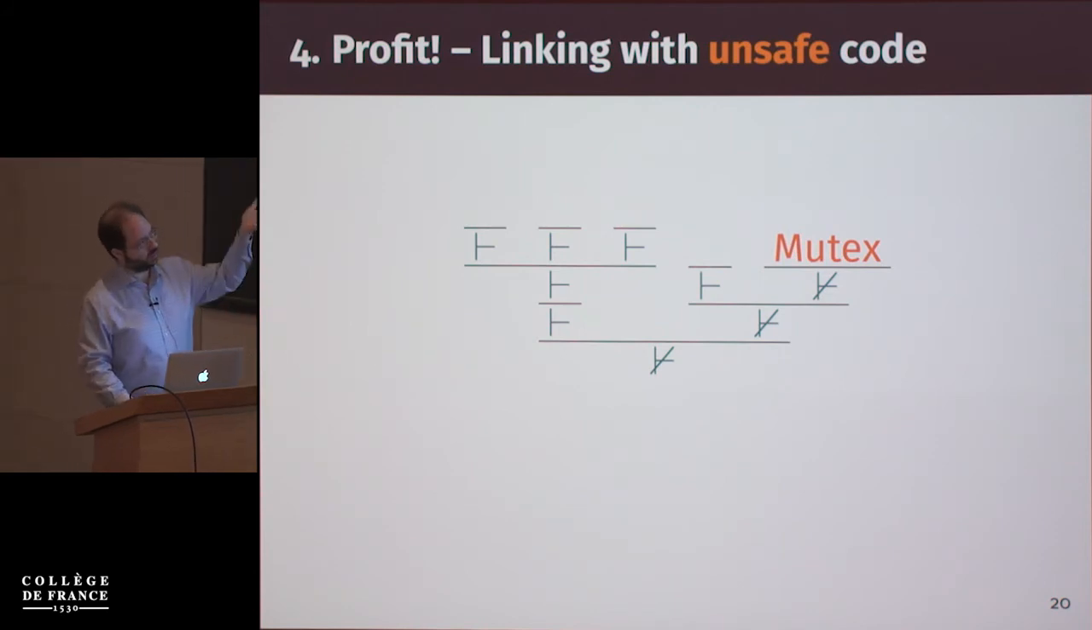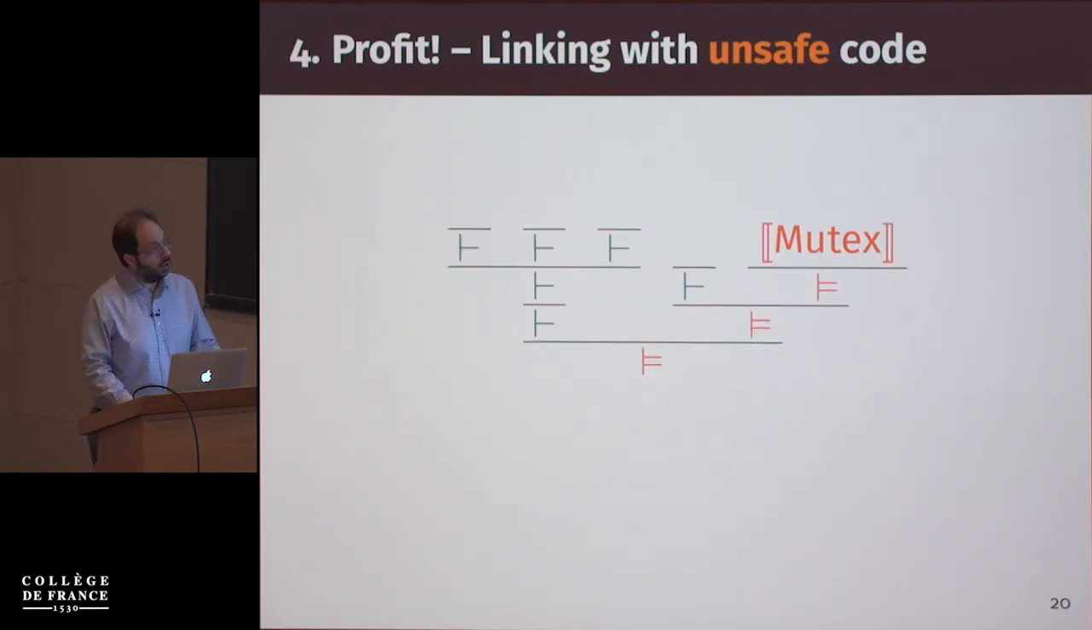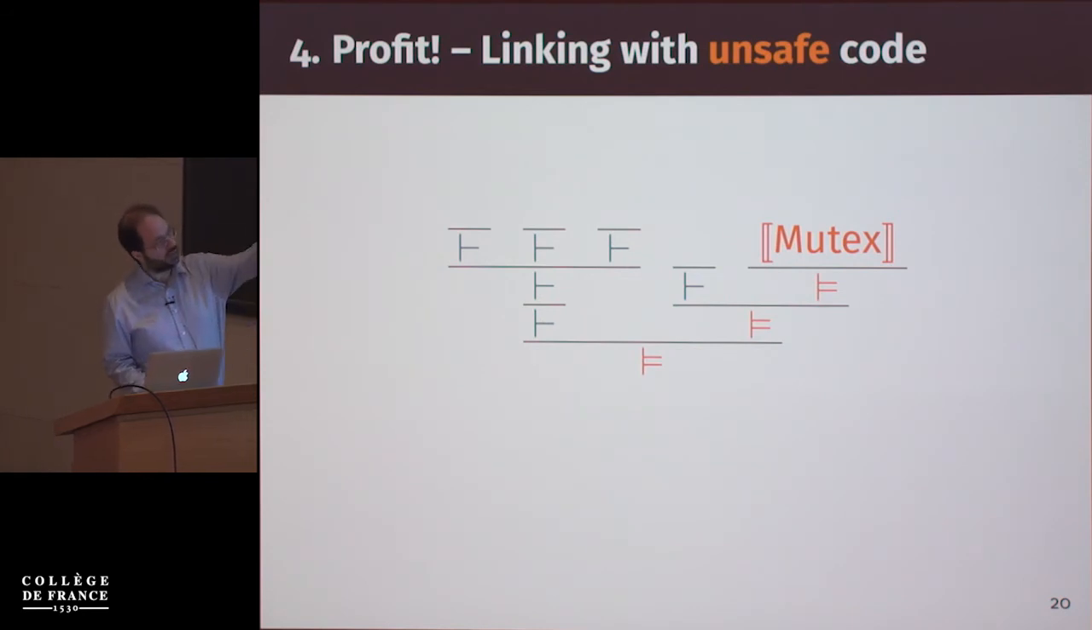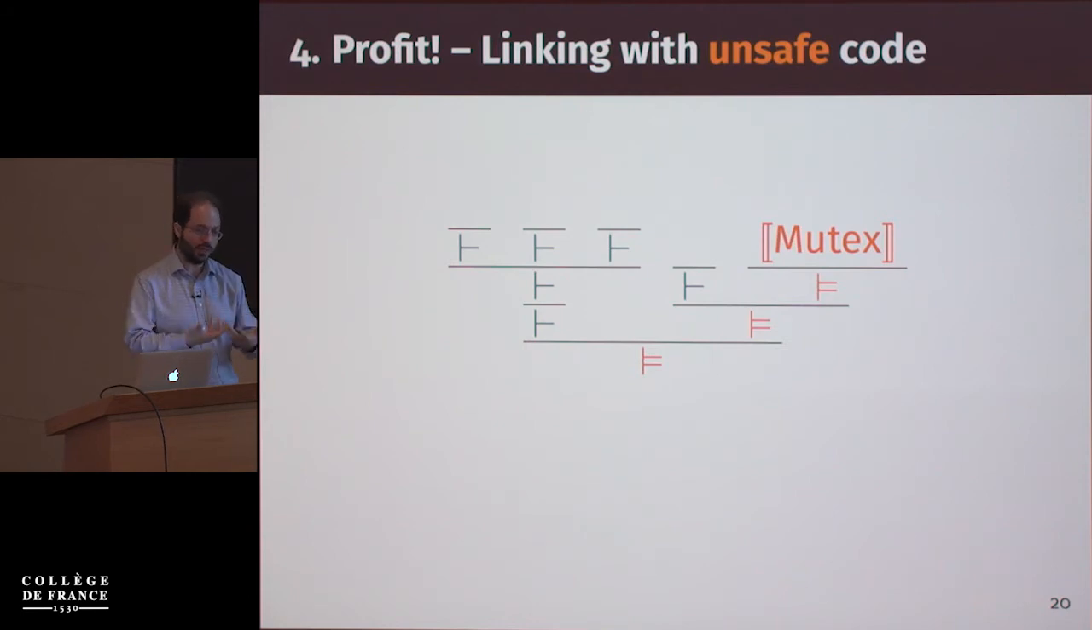So according to, as this is what I was saying before, according to the syntactic type soundness, you can't say anything about this program. But now with the semantic model, we can, and we do, prove that mutex inhabits the semantic model of its interface. So we show that mutex is, in fact, semantically well-typed.